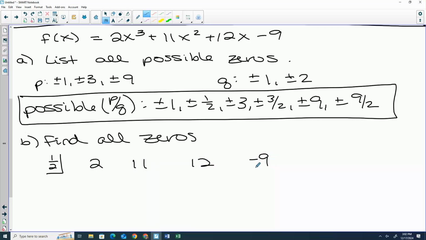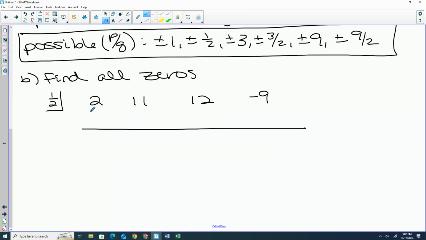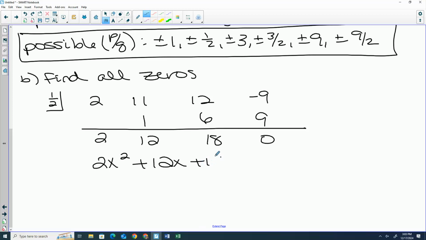So once we find one that works, we do synthetic division. And we have to do that because if all we're doing is plugging in all these numbers, we will miss any answers that are irrational or imaginary or repeated. So we have to do the division. 2 comes down, 2 times 1/2 is 1, 12, 12 times 1/2 is 6, 18, 9, this gives me 2x squared plus 12x plus 18.